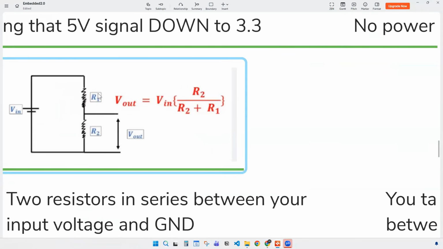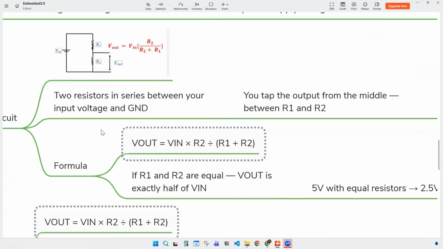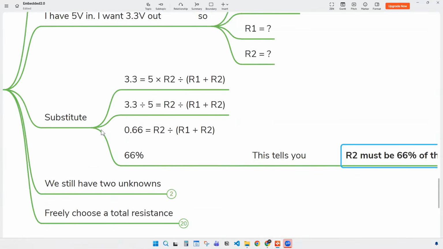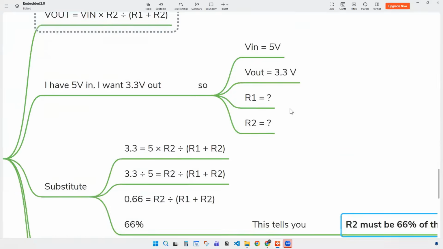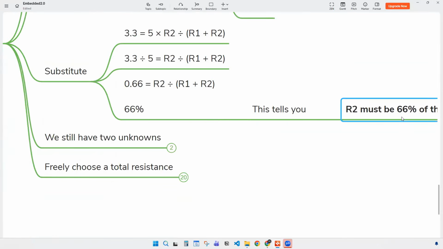So the remaining 38% is going to be the R1 resistor, and 62% is going to be handled by this R2 resistor. Guys, are you clear? Sorry, 66 means the remainder is going to be 34. So 34% is going to be handled by the R1 resistor, and 66% is going to be handled by the R2 resistor. That's what this equation is telling us. Guys, have you got the point?